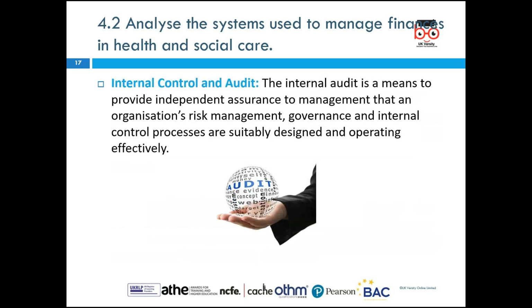And the last section on this one is internal control and auditing. Now, we talked about auditing before, but internal auditing just means to provide independent assurance to management that you've looked at all your risk management, you've looked at the governance, you've looked at your processes, and that you've checked, right, I am operating correctly and I am going down the right route. So you're just carrying out a review really of what you're spending and how you're doing it.